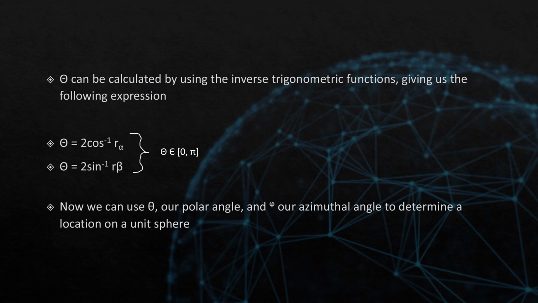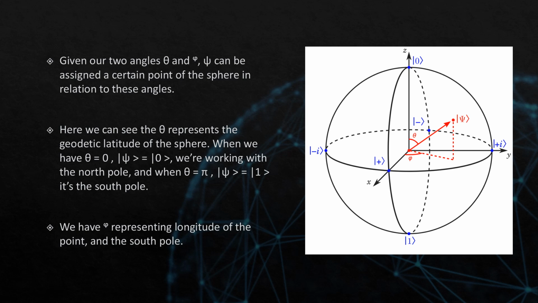Now we can use theta, the polar angle, and psi, the azimuthal angle, to determine a location on the unit sphere. Given our two angles, theta and psi, phi can be assigned a certain point on the sphere in relation to these angles.